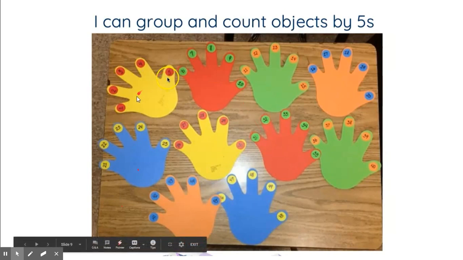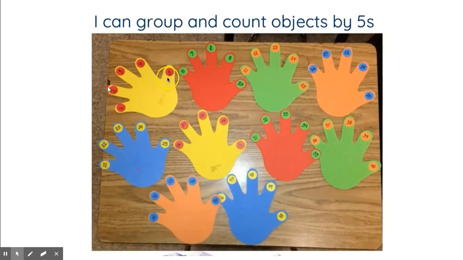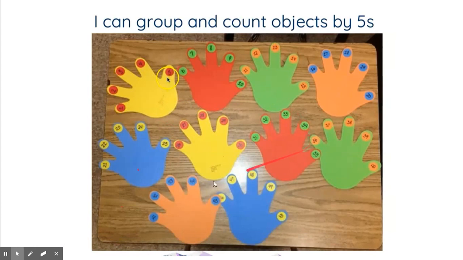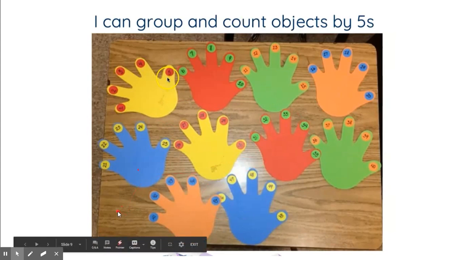So let's count and make sure that there's 5 fingers on some of these. Let's see. 1, 2, 3, 4, 5. There's 5 there. Let's try another one. 1, 2, 3, 4, 5. There's another 5. Another 5. I bet all of these have 5. All right, so we have some groups of 5 here.